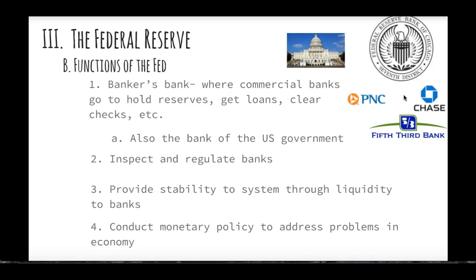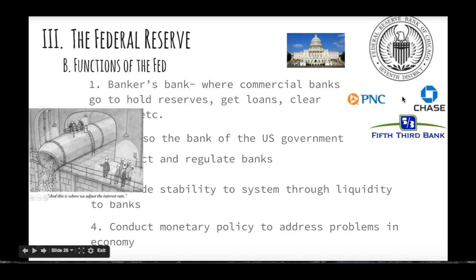And then lastly, they will also conduct monetary policy to address problems in the economy. The monetary policy part we're going to get into in a little bit, but the Fed will actually make choices about where we are in the business cycle. Do we need more money? Do we need less money? What do we need going on? This one says, and this is where we adjust the interest rate. So it's got a nice big pipe full of money, and looks like two guys are turning it on and off, which is kind of the way that works, but not really.